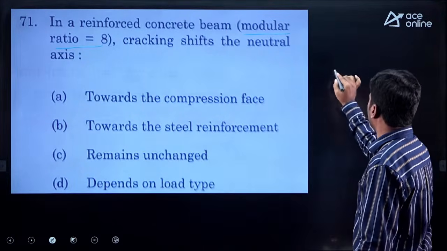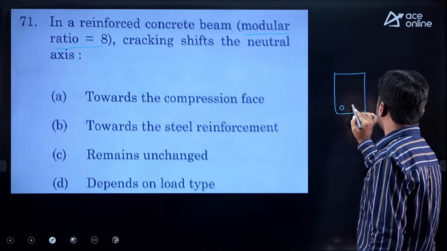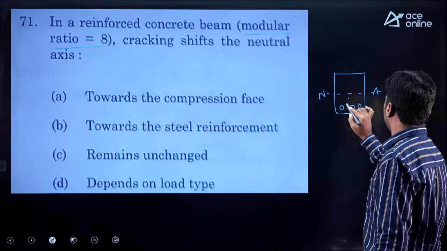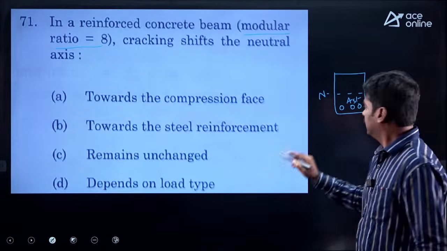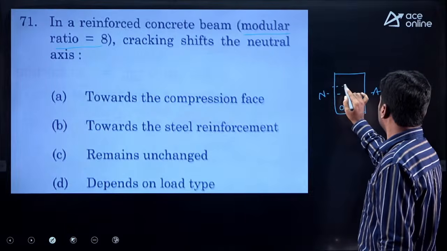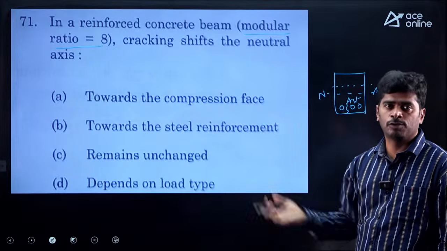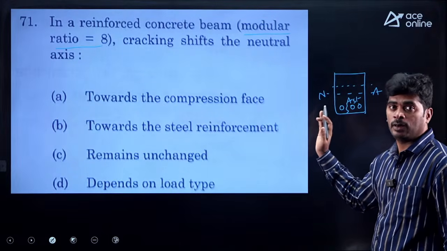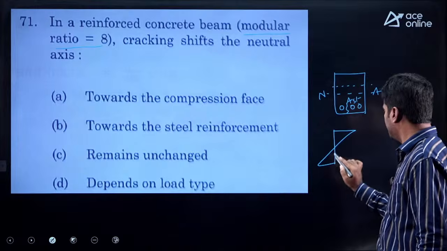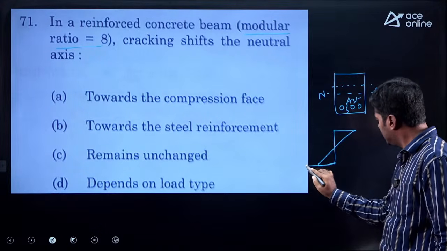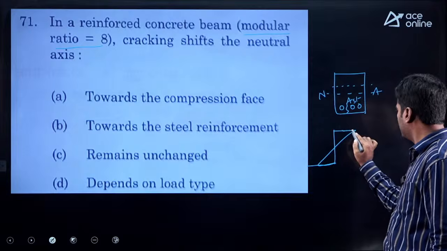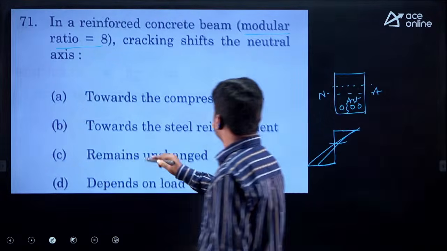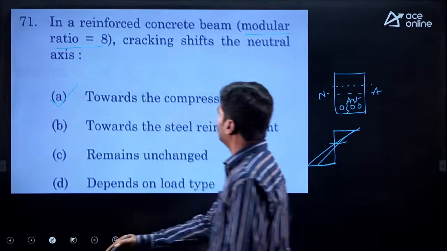For example, if you take a beam cross section having steel reinforcement, and this is the initial position of the neutral axis, whenever a crack develops, the neutral axis position moves upward, towards the compression phase, because strain in steel increases at a faster rate than strain in concrete. Suppose you consider the strain diagram: the strain in steel increases at a faster rate, but strain in concrete moves slowly. So the neutral axis shifts upward, meaning towards the compression phase. Option A is correct. Okay?